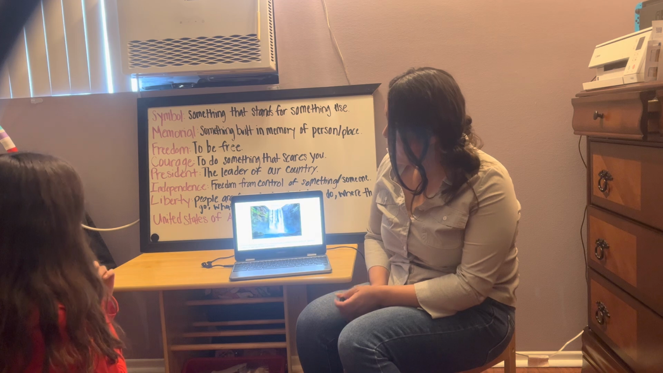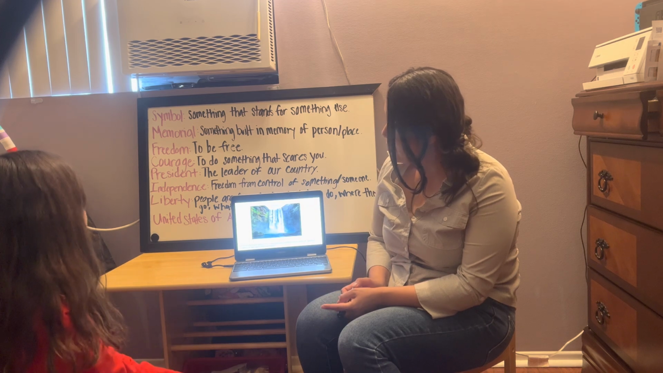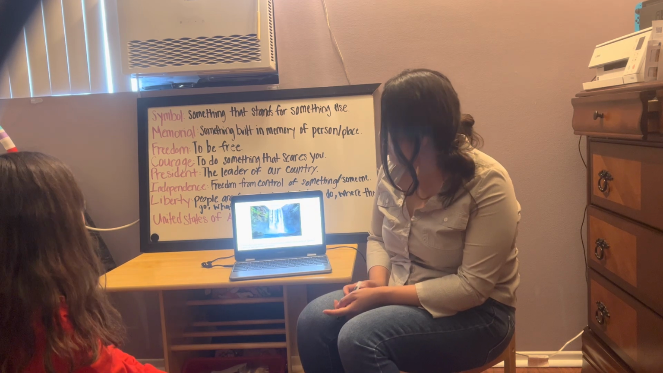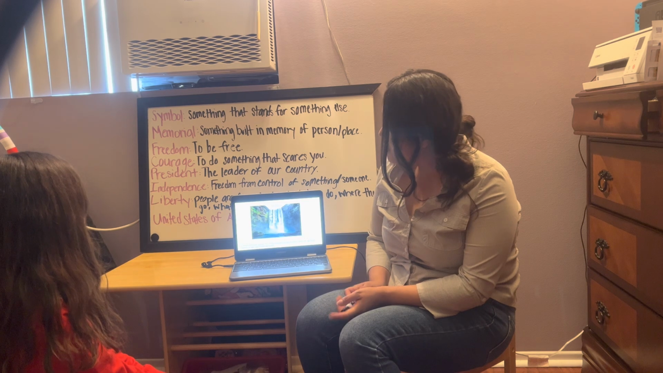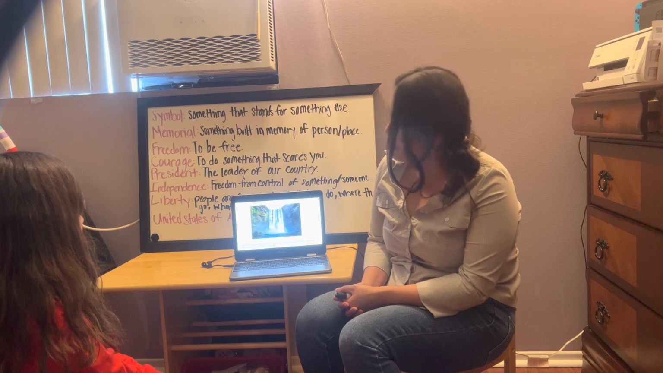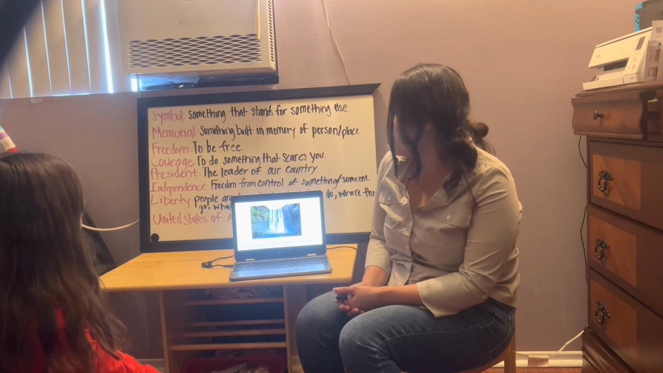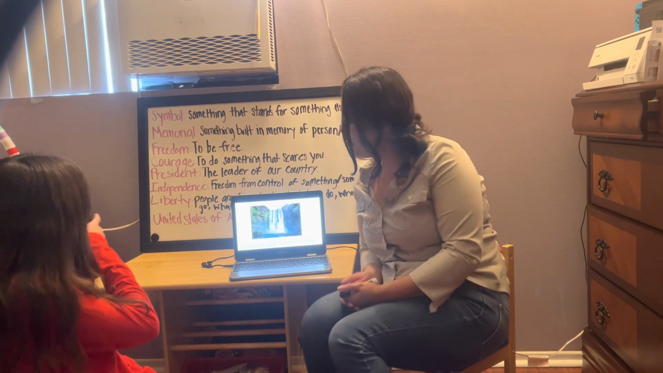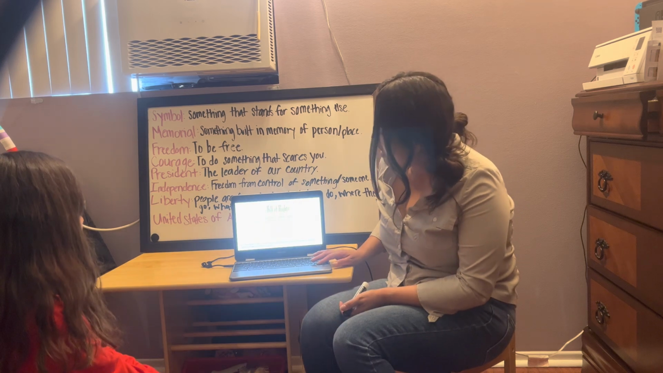Is this an American symbol? No, it's not. It's a waterfall, just a regular waterfall. It does not represent freedom or was not part of our history. It's just an ordinary waterfall. Is it beautiful? Yes, definitely beautiful. I would definitely like to go see it, but it doesn't necessarily represent our country.